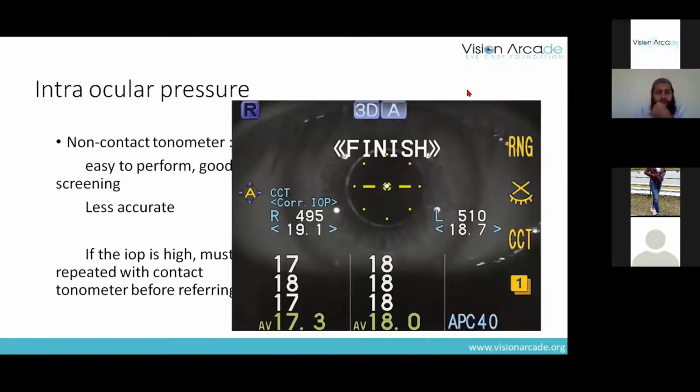And in this example, you've got the central corneal thickness, which in the right eye is 495 and 510 in the left eye. So as you can see, the pressure in the right eye, from 17.3, has been adjusted to 19.1.